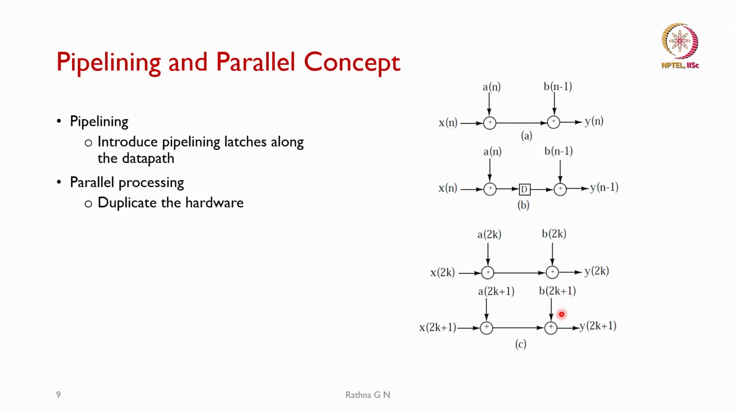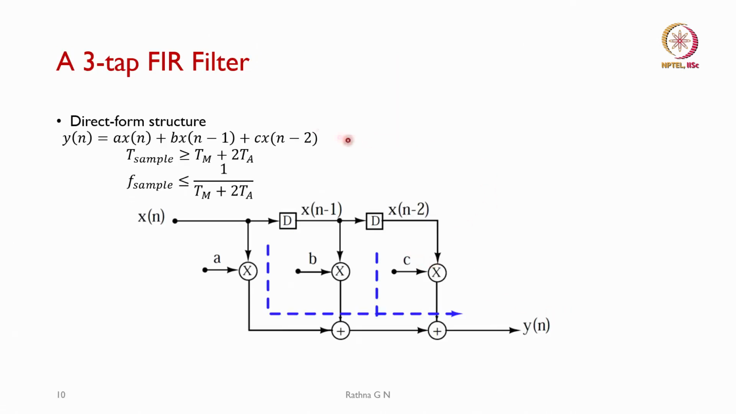Coming to the FIR filter, we will consider a 3-tap FIR filter. If we use the direct form structure, as you are seeing, even the structure is going to matter when we are designing our circuit. So, here we have used the direct form. In that case, what is the equation for my FIR filter? Y of n is nothing but a into x of n plus b into x of n minus 1 plus c into x of n minus 2.